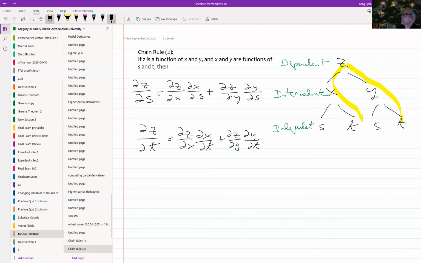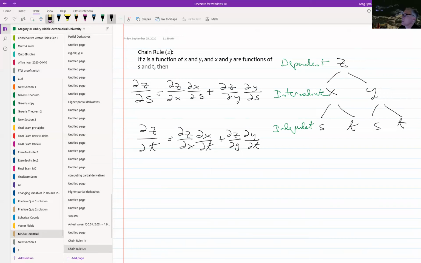Now, in our textbook, they draw the tree diagram in a different way, so it doesn't really look like a tree. It might look like a diamond. This is the way that our previous textbook does it, and I prefer this way. I think it's more popular also.